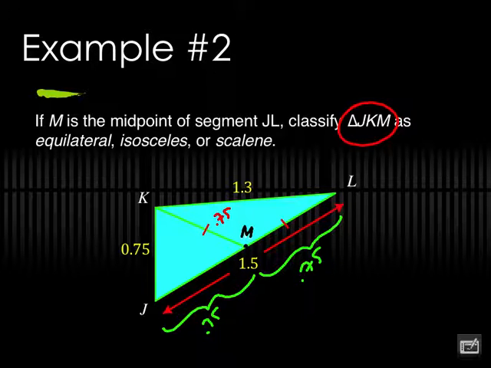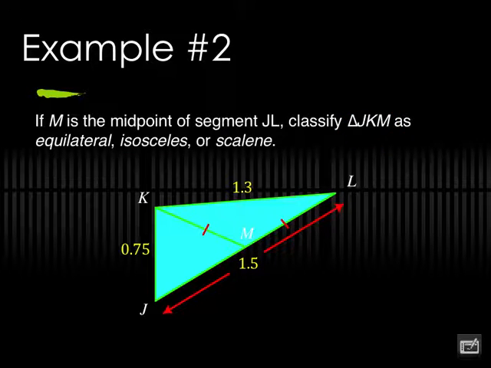What kind of triangle is KML? Isosceles, good. What kind of triangle is JKL? Any idea? Scalene, because all of the sides have different numbers. Good, yeah. 1.5, 1.3, and 0.75. So we have all 3 types of triangles represented in that one problem.